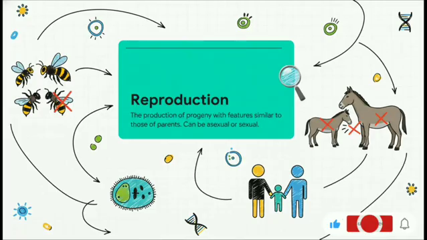Next up, reproduction. Life makes more life. Pretty fundamental. But here's a fun little curveball for you. What about worker bees or mules? They are 100% alive, but they can't reproduce. So, while making babies is a hallmark of life, it's not a deal breaker for being considered alive on its own.